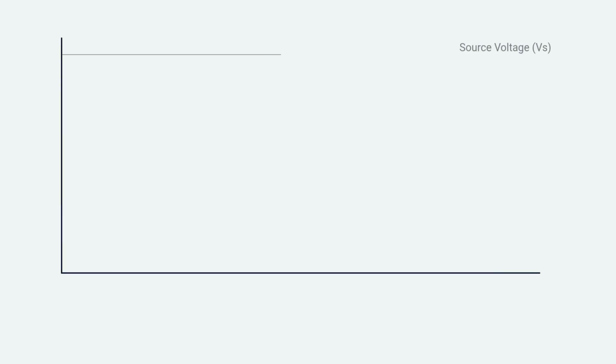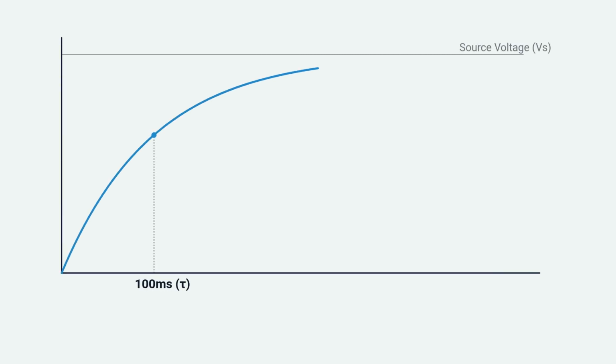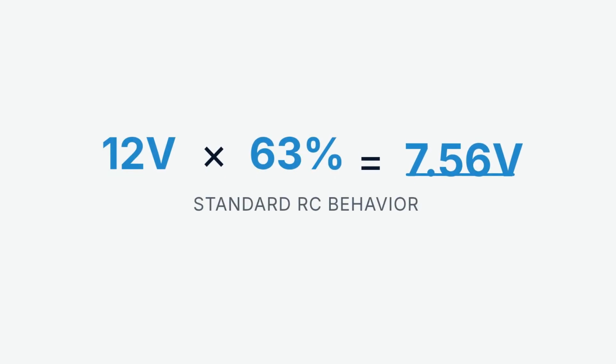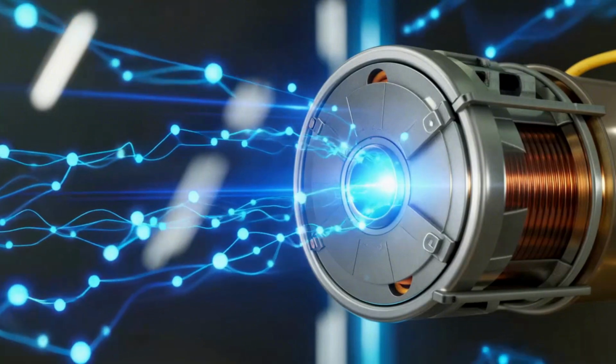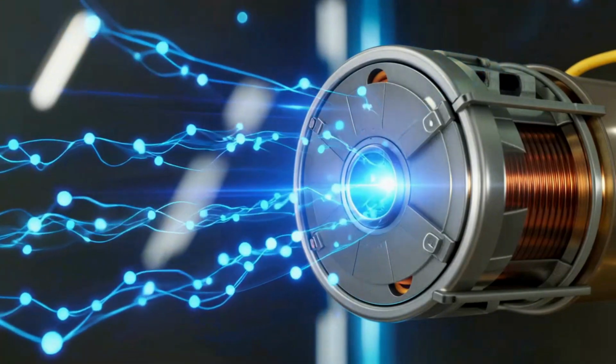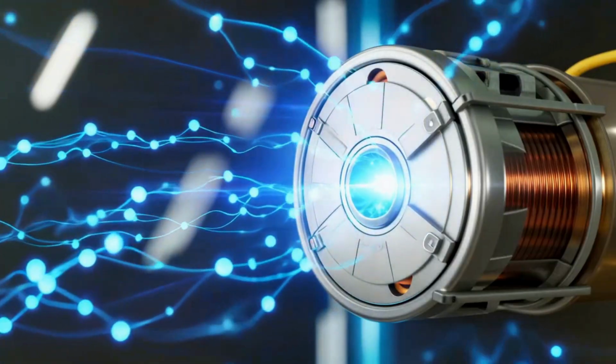At 100 milliseconds, which equals 1 time constant, the voltage Vt is 7.585 volts. This is approximately 63% of our 12-volt source, confirming the standard RC charging behavior. The energy stored is 2876.95 microjoules, representing the total energy in the capacitor at this time point.